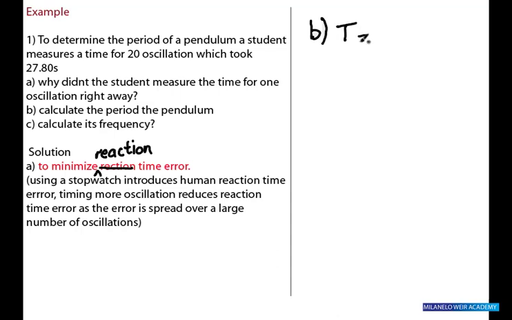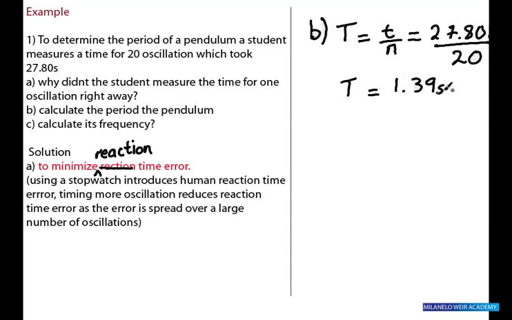Period is denoted by capital letter T. So the units have to be in the units for time, because period is the time divided by number of oscillations. So time taken, 27.80 seconds divided by 20 oscillations. So what do we get? T is equal to 1.39. This is what we get when we punch our calculator. So the period is 1.39 seconds.